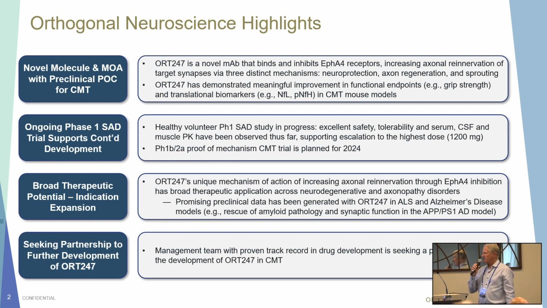And one of the things that was licensed in that transaction was ORT247, which is a monoclonal antibody that targets, binds and inhibits the ephrin A4 receptor, which is an axonal guidance molecule that functions very heavily in the developmental stage, but we also believe it's upregulated and functions in disease states as well. By inhibiting it, we hope to increase axonal reinnervation at target synapses, particularly neuromuscular junctions, by 3 distinct mechanisms: protection of vulnerable neuromuscular junctions, axonal regeneration, and sprouting to a degree.